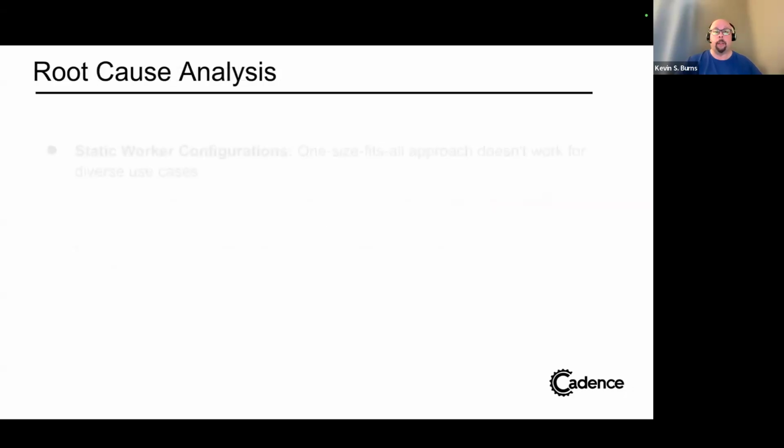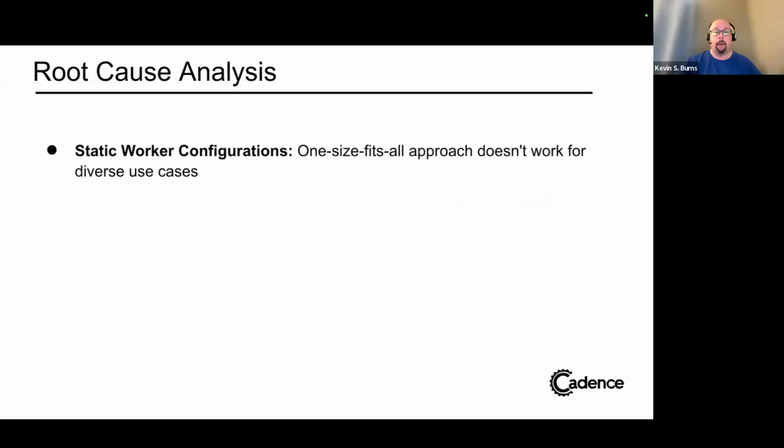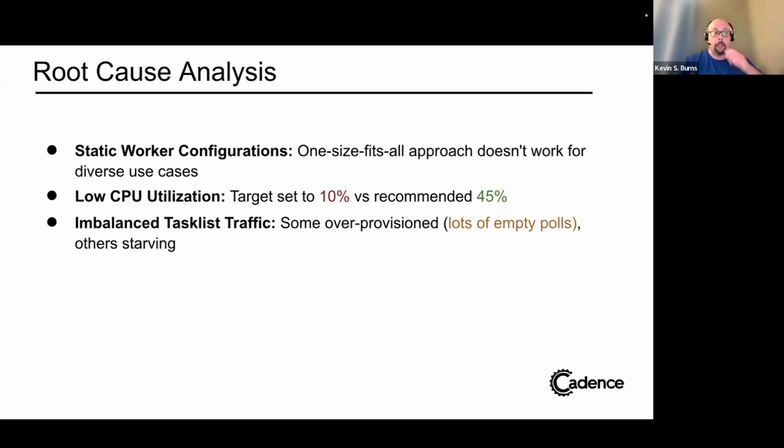Through root cause analysis, we found out that with static worker configurations, there wasn't a one-size-fits-all approach that worked for every use case. Causing low CPU utilization, targets were set to 10% versus the recommended 45%. Imbalanced task lists caused some to be over-provisioned, meaning there were lots of empty polls, while other task lists were starving.